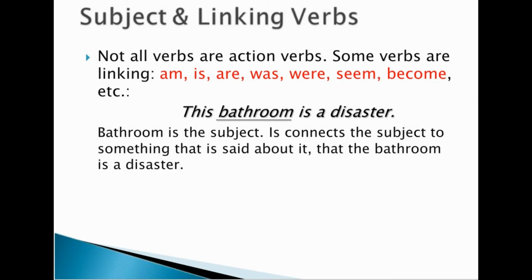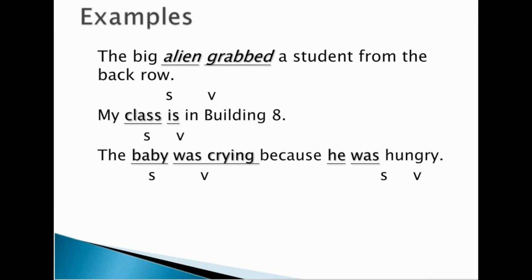You remember that not all verbs are action verbs. Some verbs are linking. Am, is, are, was, were, seem, become, etc. For example, this bathroom is a disaster. Bathroom is the subject. Is connects the subject to something that is said about it, that the bathroom is a disaster. Let's look at some simple examples.